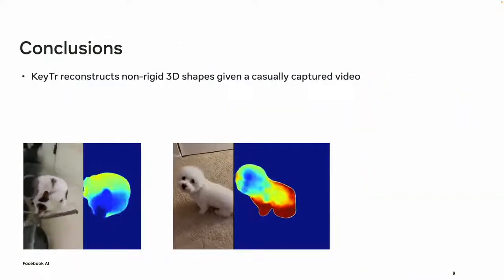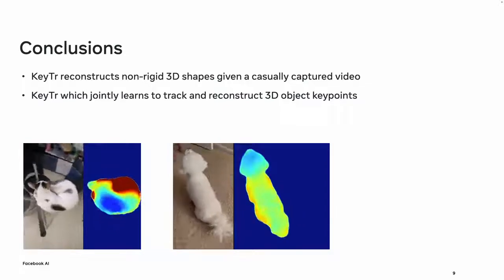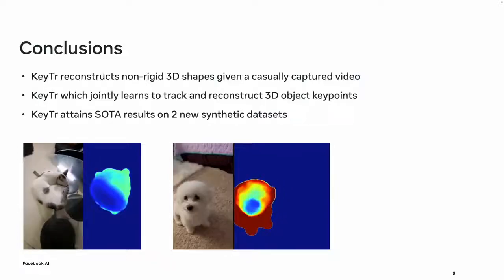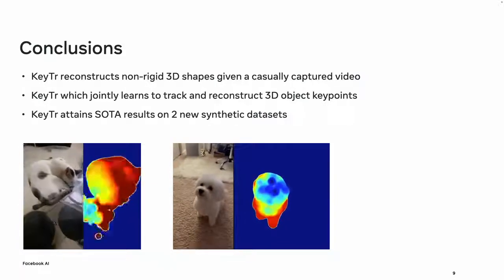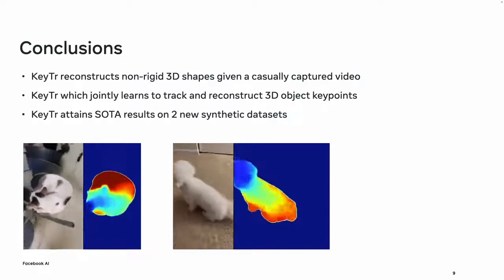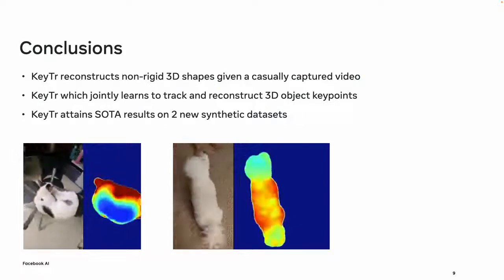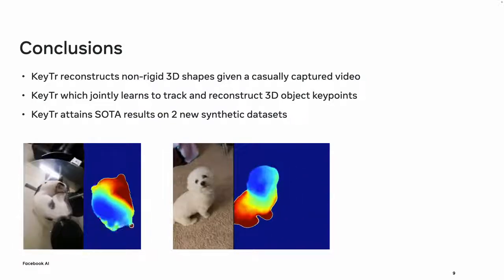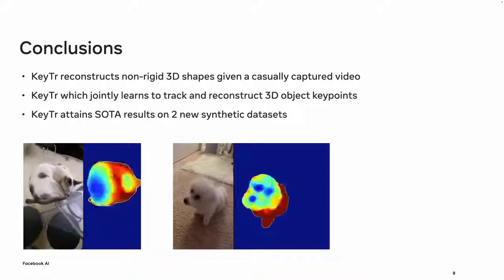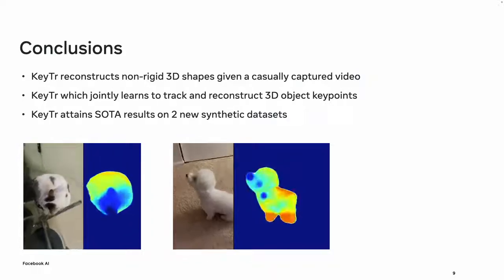And so to conclude, KeyTr is a novel method for reconstructing non-rigid 3D shapes given a casually captured video. It does so by jointly learning to track and reconstruct 3D object keypoints. And as a result, it attains state-of-the-art results on two new synthetic datasets. In the lower left part, you can see some nice results.